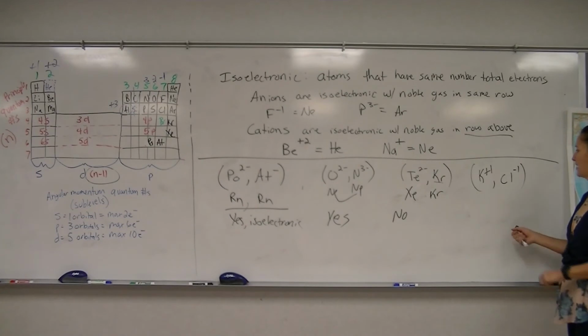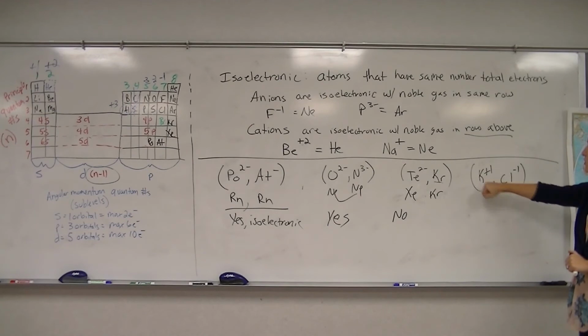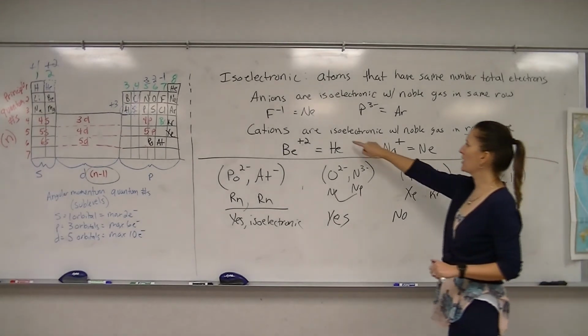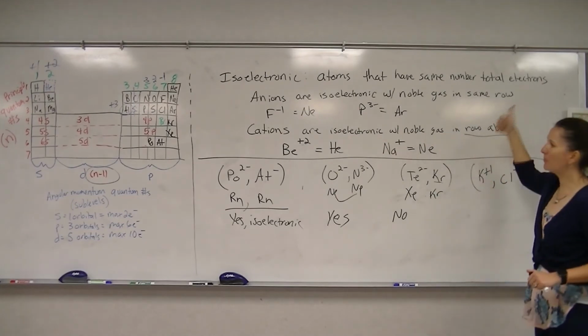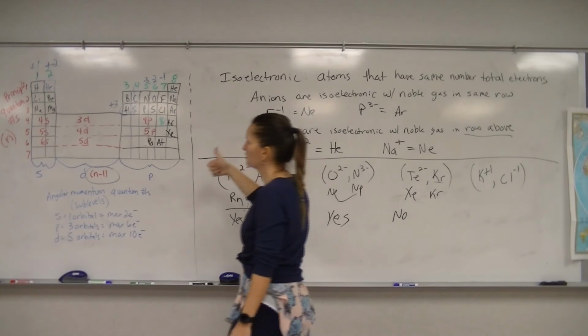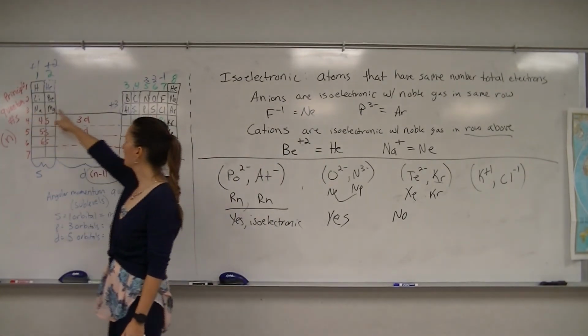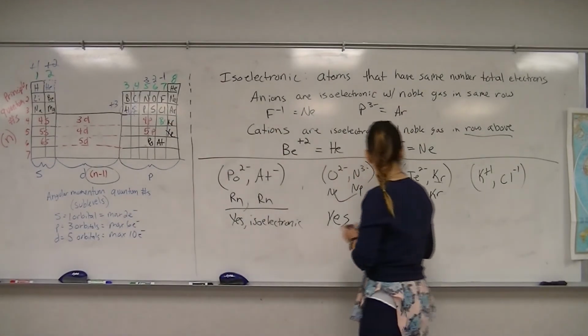All right, the last example, make sure I'm not running out of time here, is potassium with a +1, so we're seeing our first cation, and then chlorine with a -1. So let's look, what noble gas is potassium isoelectronic with? Since it's a cation, we are looking at the noble gas in the row above. So potassium is in row 4. It's right underneath sodium here. So we're looking at the noble gas in row 3, and that would be argon.